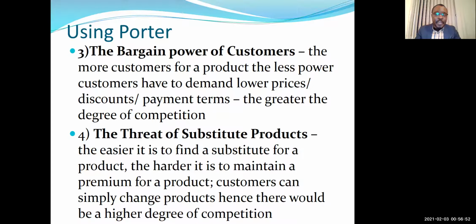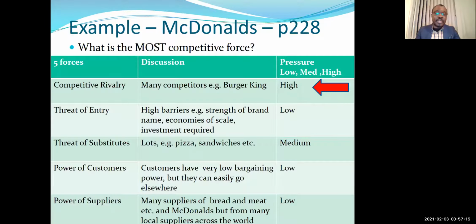But if we have fewer customers with a stronger negotiation base, we stand to lose if we don't adhere to their requirements. Threat of substitute products: like I said, if it is easy to find a substitute, then we should know that we cannot maintain a premium over that product. Somebody can take our market share. So we need to adapt and ensure that we can manage these substitutes, or we can even produce similar ones. What is the most competitive force?